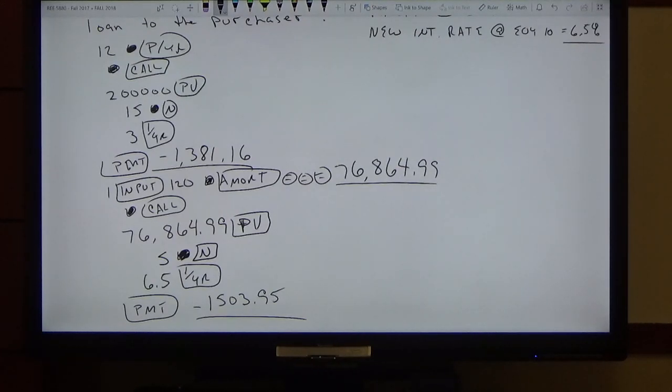Circumstances would be $1,503.95. Yes? Okay. So what we could do is to simply take the difference between those two. Okay, so $122.79, I mean, the difference between those, okay? Now, that is going to be a savings for how many months? 60 months. Okay, so what we can do.